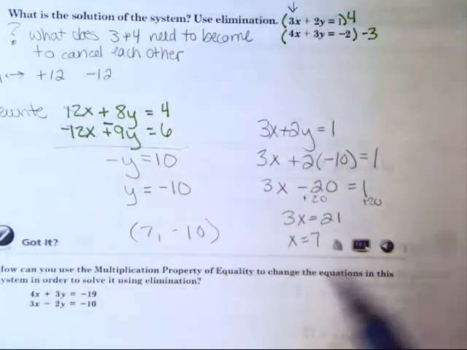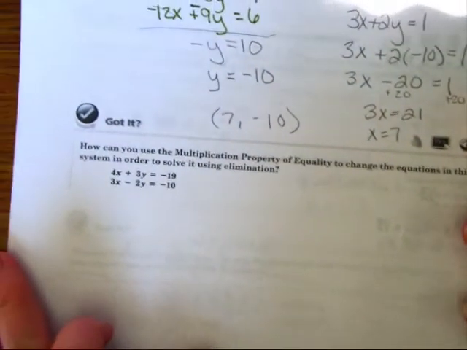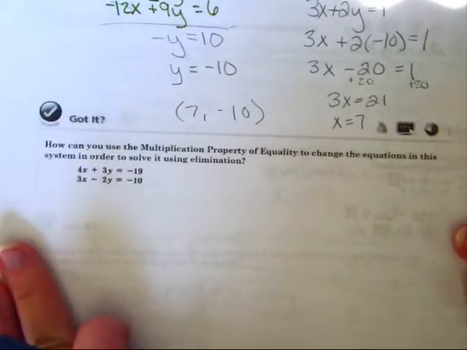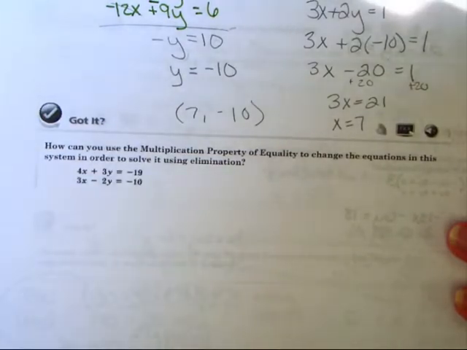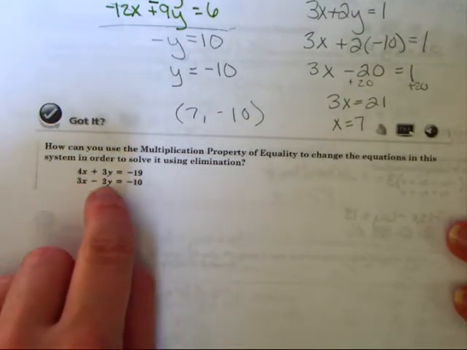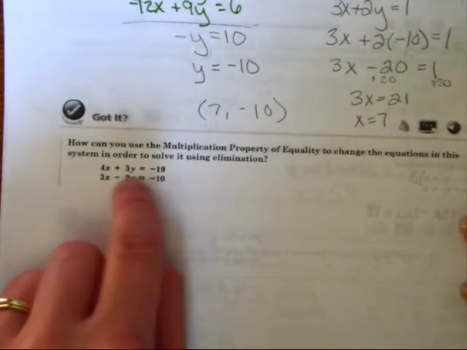We have the got it, and then we have special cases. You're going to love the special cases on these. They go really fast. Let's do the got it. Okay, this is one of the more difficult ones. Are you ready? Look, we have 4 and 3, 3 and 2. 4 and 3, 3 and 2.